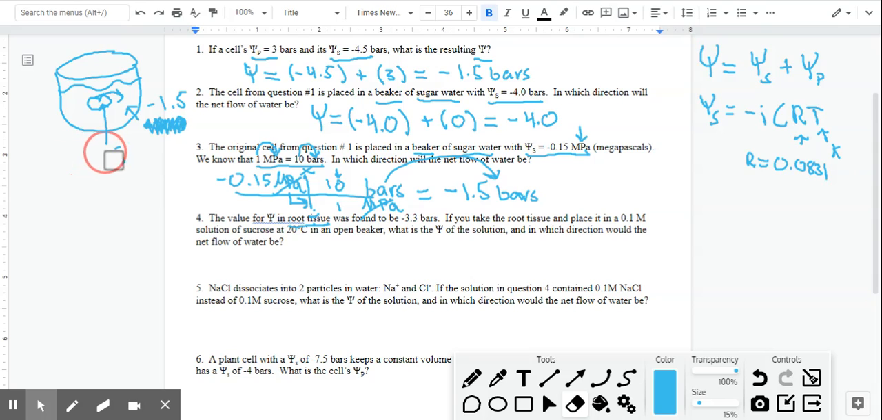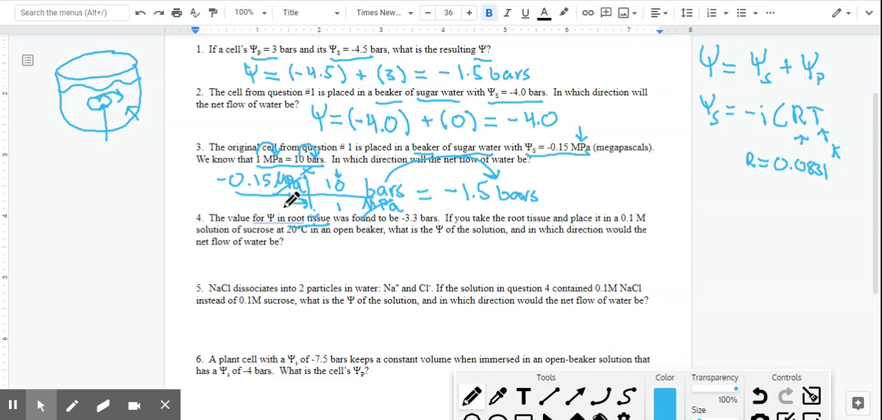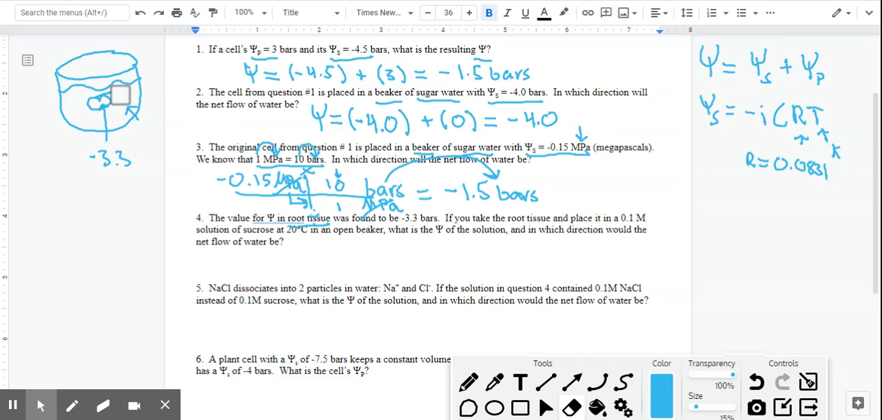I'm going to clean this up. I'm going to reset our little cell. I'm going to leave the beaker though. I'm going to reset that. Okay, so we know that the water potential in the cell is negative 3.3. Okay, great. Now I'm going to imagine here that it's going to ask us what is going to happen in the environment. Actually, I do need to fix the cell.